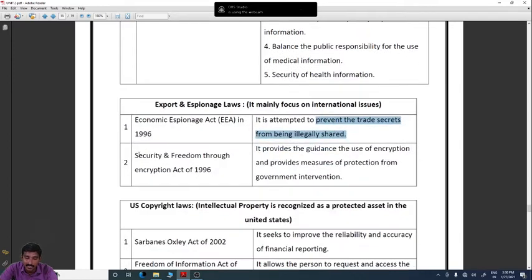And the next one is the Security and Freedom through Encryption Act of 1996. It mainly provides guidelines for the use of encryption methodology and also provides a measure of protection from government intervention.